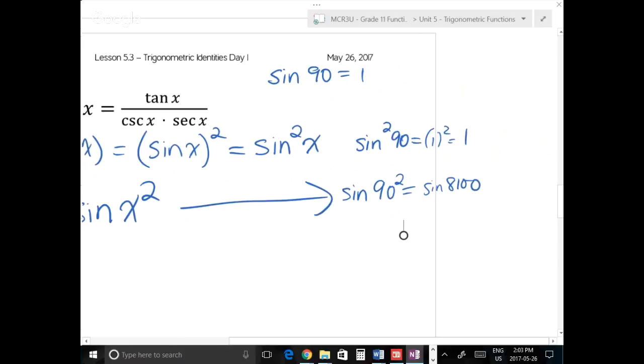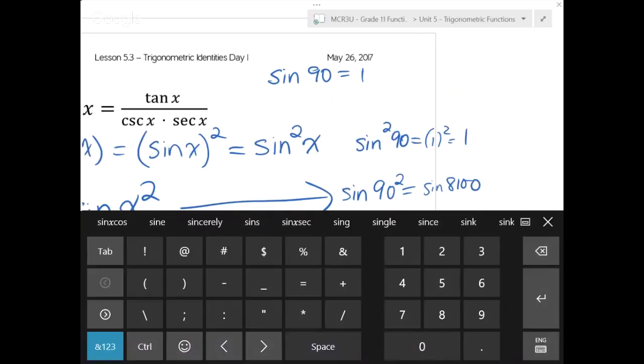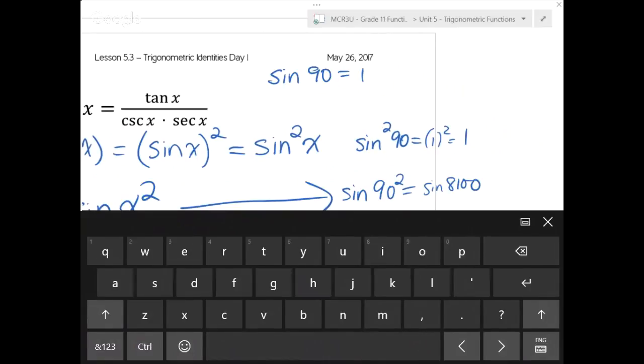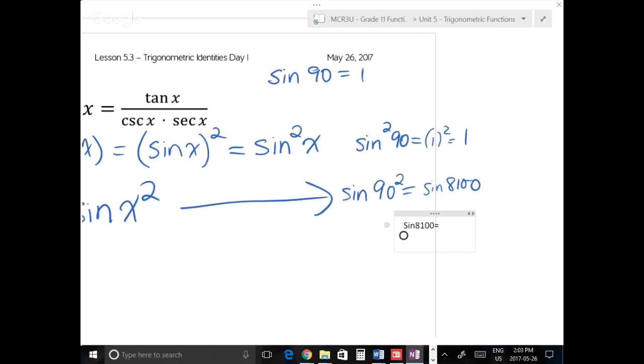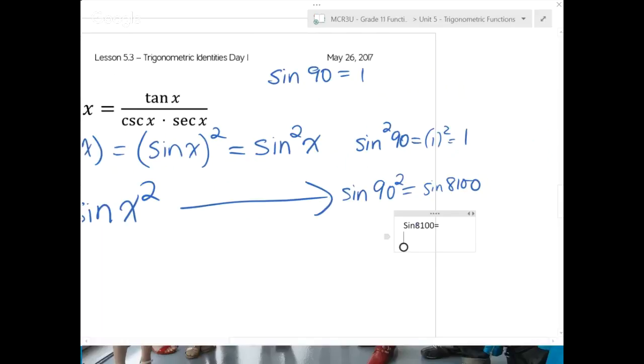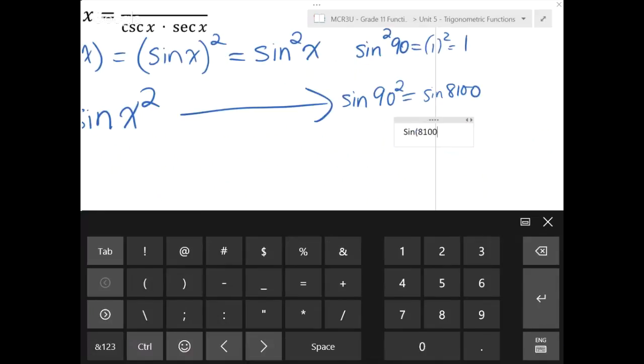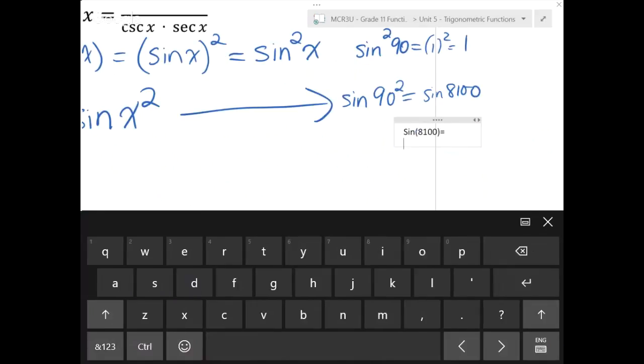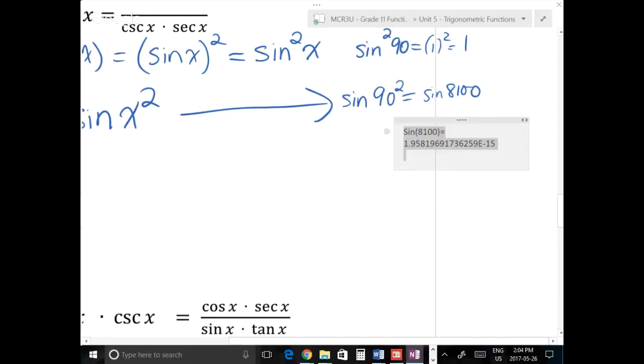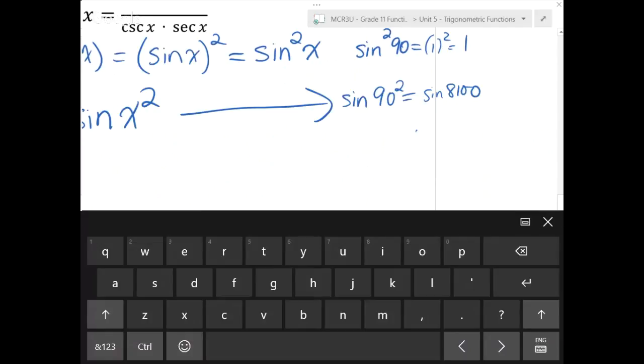Let's find out. Sine 8100. Might have to put brackets around it. I don't know if the math in OneNote will do it. I can try. Anyway, point being, there we go. It's a bunch of gobbledygook and it's not 1. It's times 10 to the negative 15, so it's basically 0.